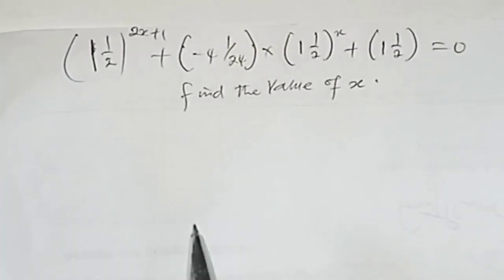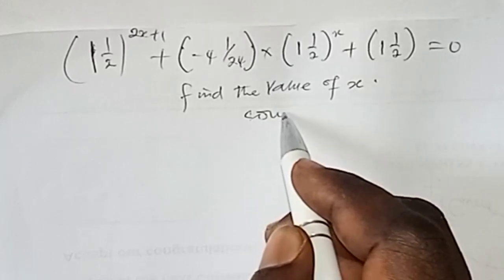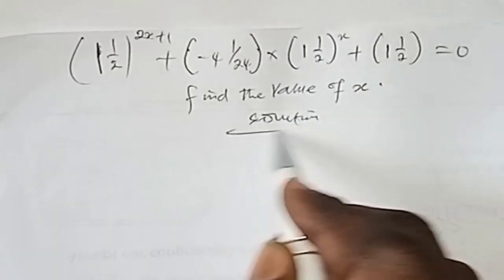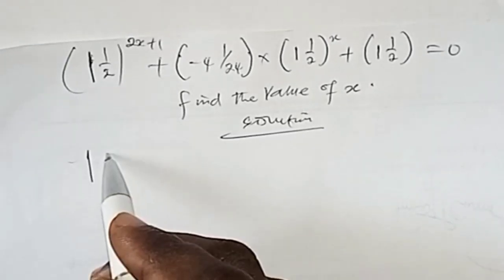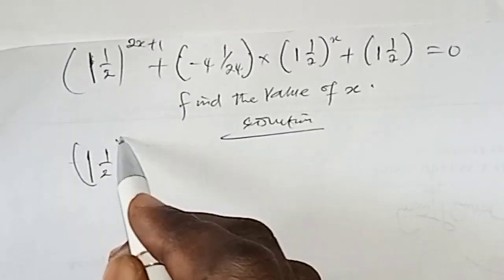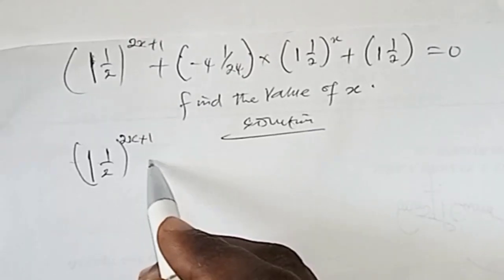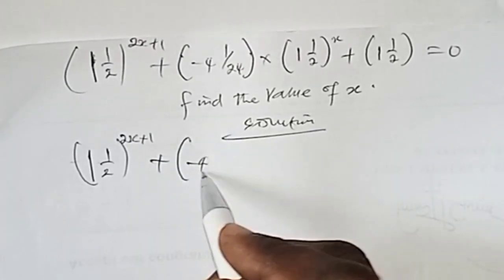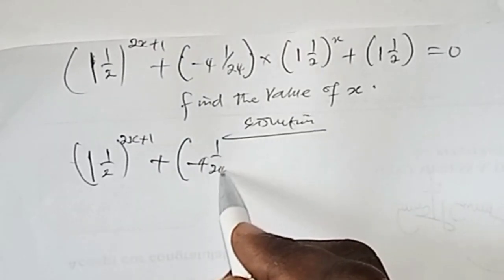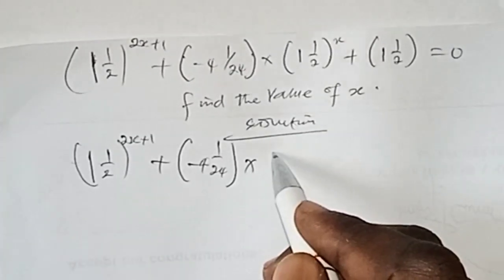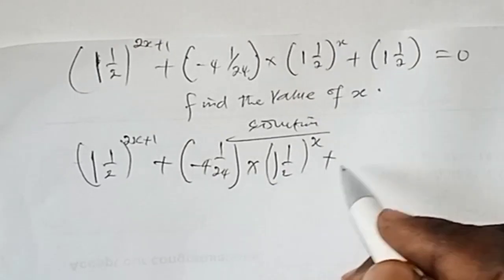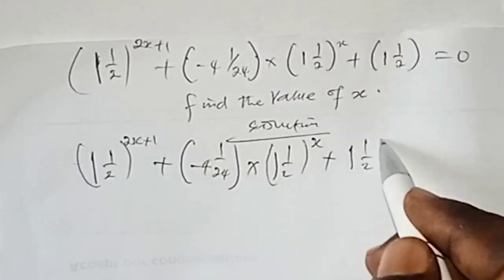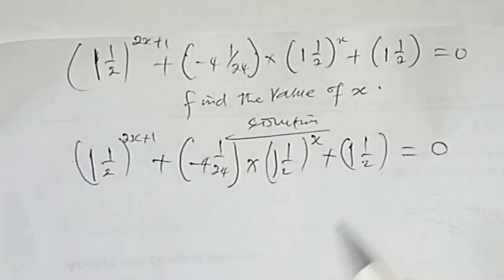Okay, so once you have this, I'm going to write my solution, and then I will repeat this question, which is (1 1/2)^(2x+1) + (-4 1/24) × (1 1/2)^(x+1) + 1 1/2, and this is equal to 0.